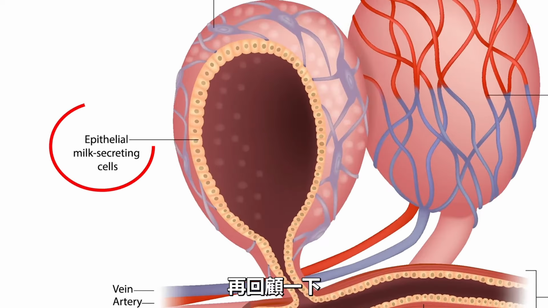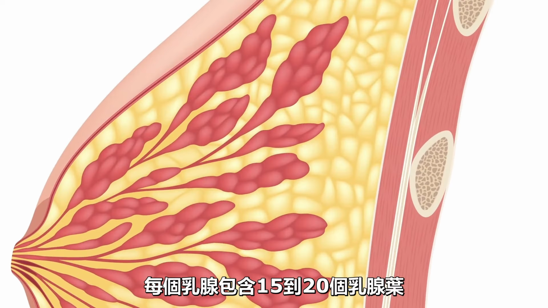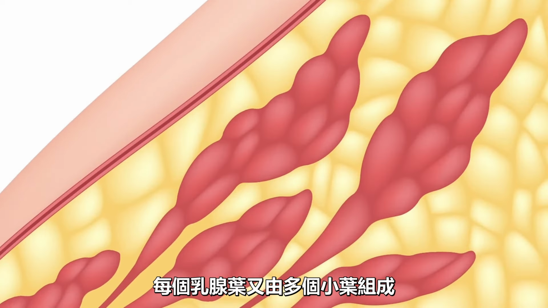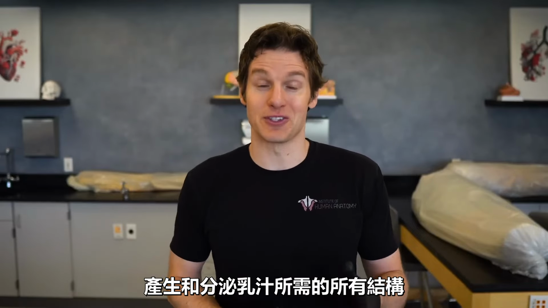And so just to kind of step back here, each breast has a mammary gland. Each mammary gland is broken up into 15 to 20 lobes, and each lobe is made up of multiple lobules, and each lobule is made up of these multiple alveoli, which actually contain the milk-secreting cells. So that explains all the hardware or structures necessary to produce and secrete milk.